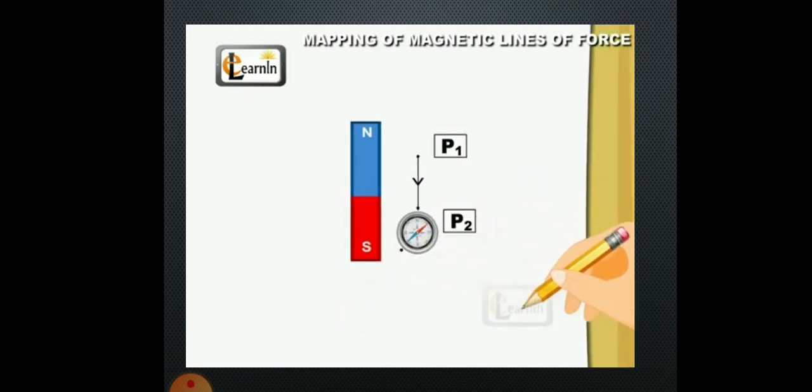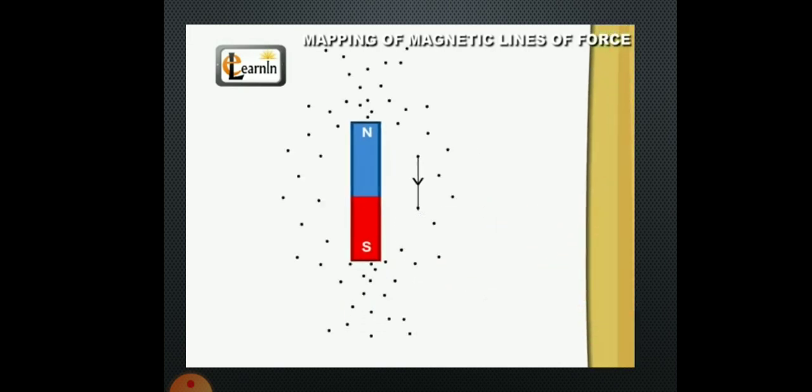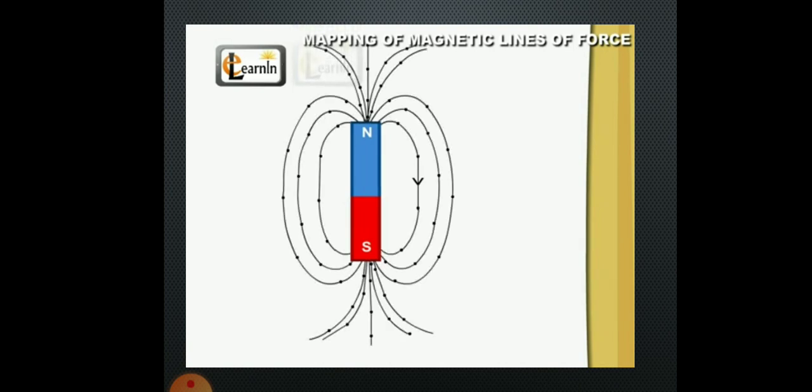P1P2 is a line. By repeating this action, many more points may be obtained, and the line joining all these points is called the line of force.